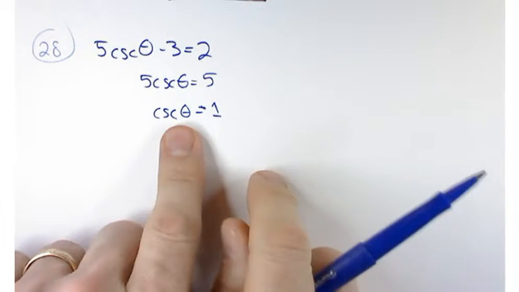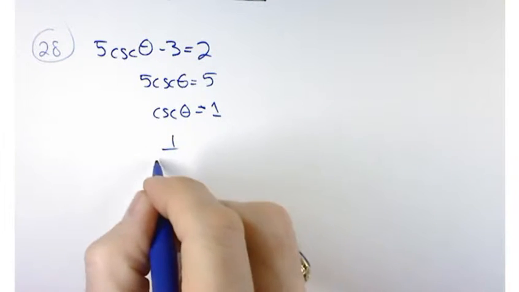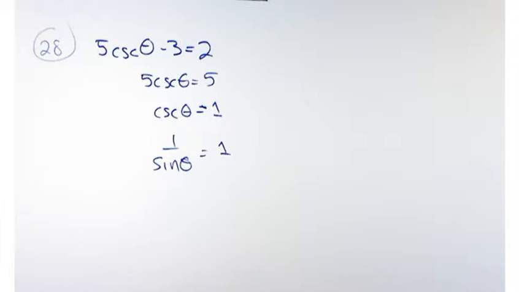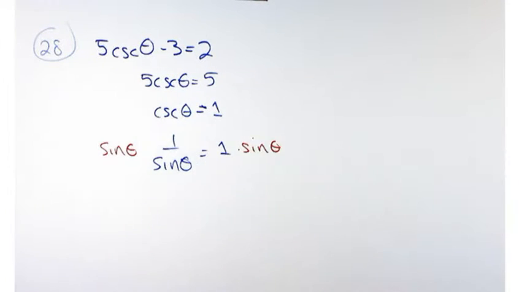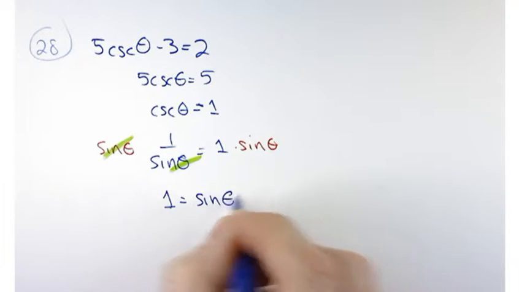Now cosecant, we're just not as familiar with cosecant as we are with other things. So let's think of cosecant in terms of its basic functions. Cosecant is what over what? 1 over the sine. So this is really 1 over the sine of theta equals 1. And if I multiply both sides by the sine of theta, then on the left-hand side I get some nice cancellation. Sine of theta disappears, and I'm left with the equation 1 equals sine of theta.